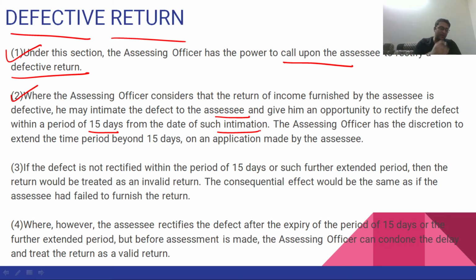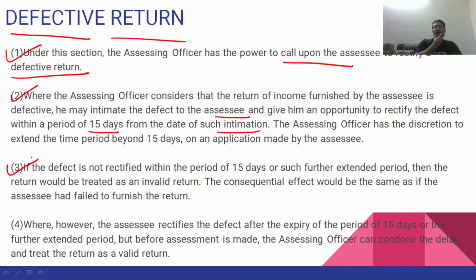If you do not submit it within 15 days, then it will be considered a defective return and you will be considered a person who has not filed his return at all. That 15 days period could be further extended by him on a case-to-case basis. If the defect is not rectified within 15 days or such further extended period, the return would be treated as an invalid return. The consequential effect would be the same as if the assessee had failed to file the return.